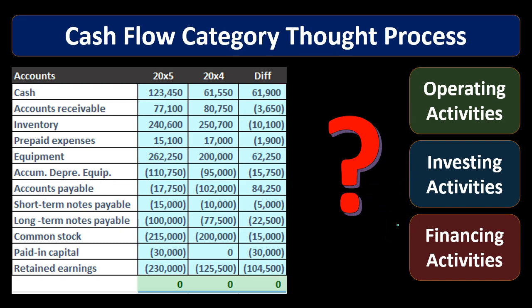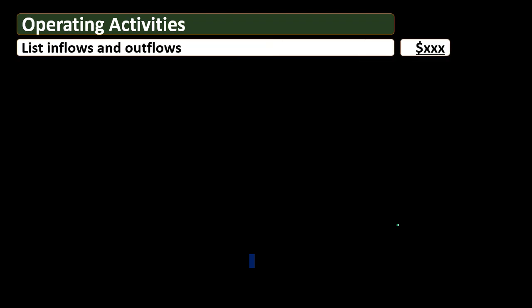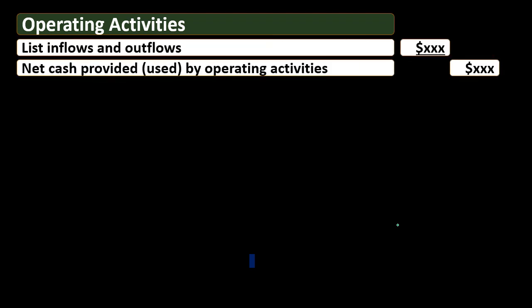So let's take a look at an outline of a statement of cash flow so we can see how this will look in terms of a financial statement format. We're going to have operating activities. That'll be the top of our statement of cash flows. It's kind of like where most of the information will be. The operating activities are just going to have a list of inflows and outflows, and then we're going to have net cash provided or used by operating activities.